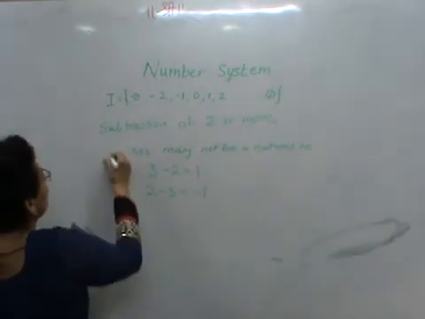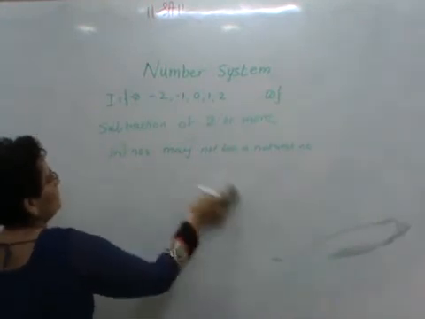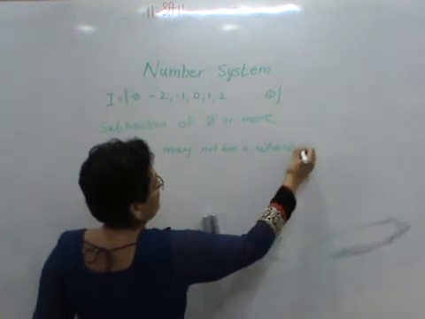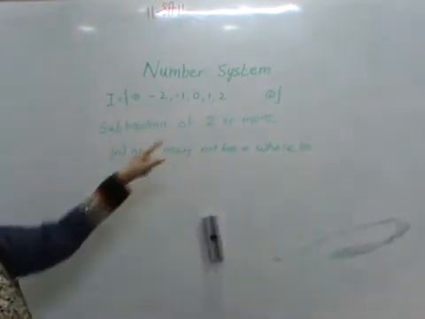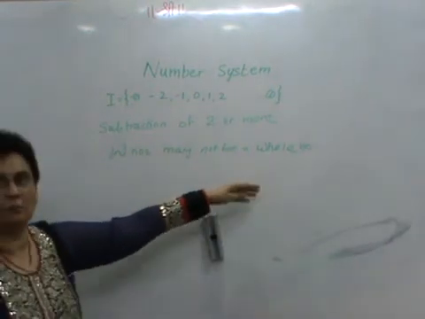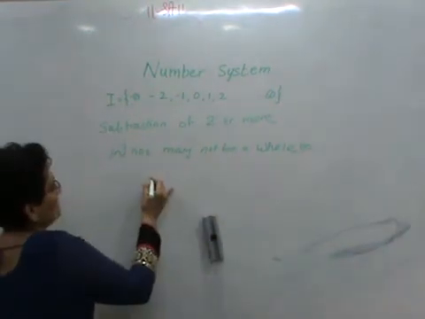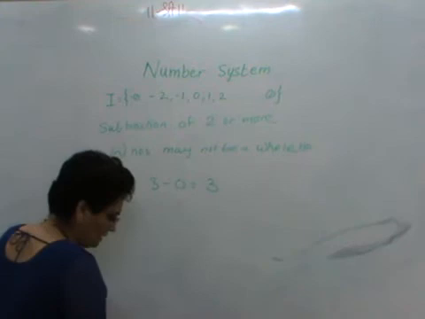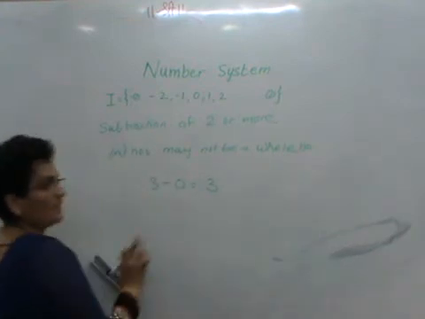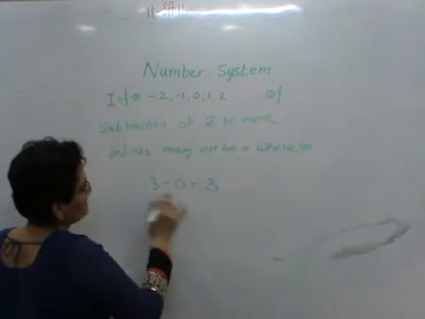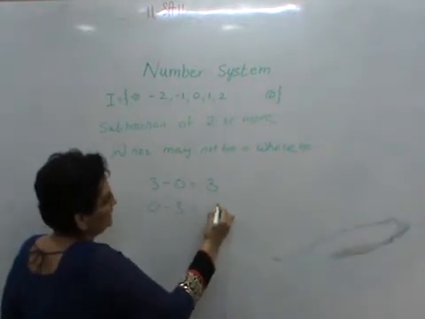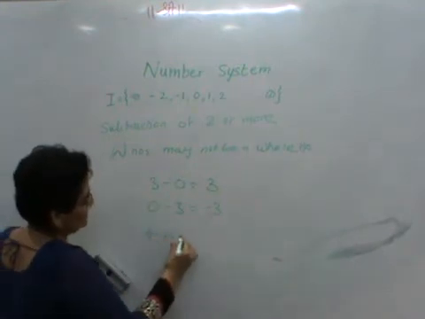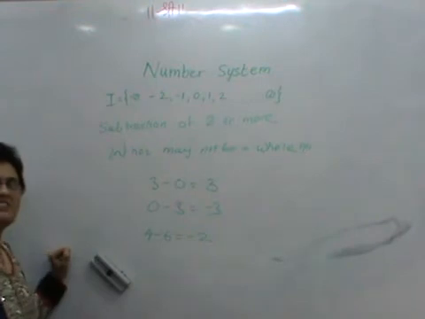Same thing happens to whole numbers. Subtraction of 2 or more whole numbers may not be a whole number. How? Once again, 3 minus 0 is always 3, which is a natural number. But 0 minus 3, both are whole numbers, comes to minus 3, not a natural number. 4 minus 6 is minus 2, which is not a natural number.